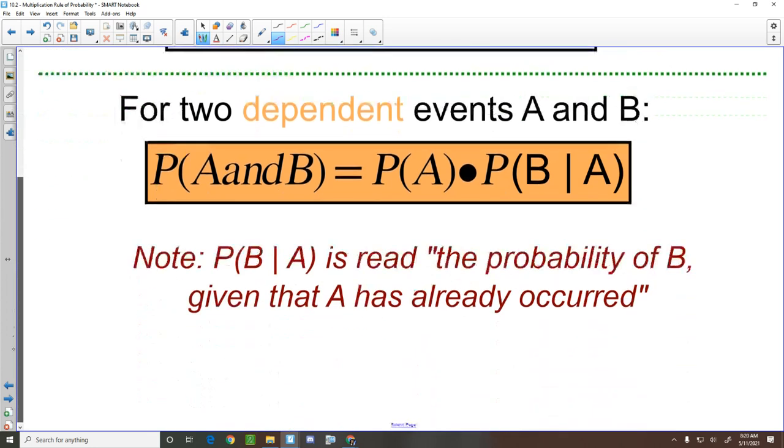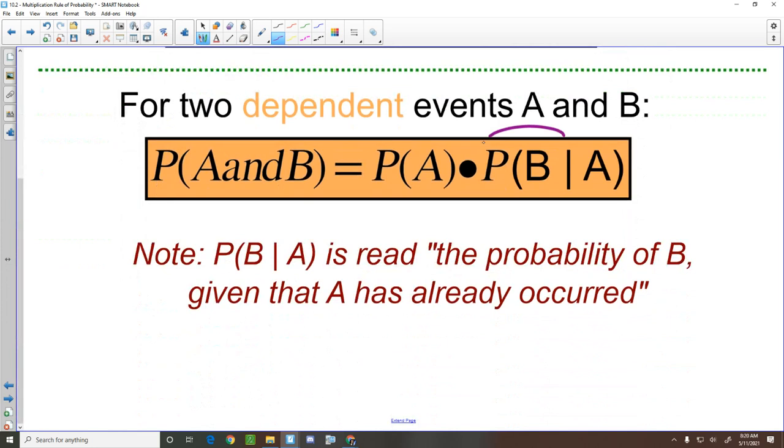So that symbol over here, probability of B, then this vertical bar A, simply means the probability of event B given that A has already occurred. So you're assuming that A did happen. So if event A was like drawing a red card, for example, we'll do an example. So the probability of B happening given that A did occur already.